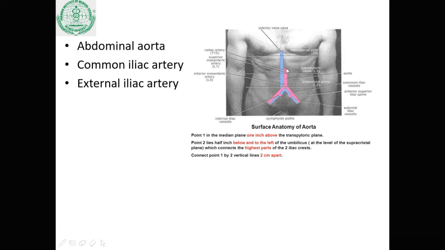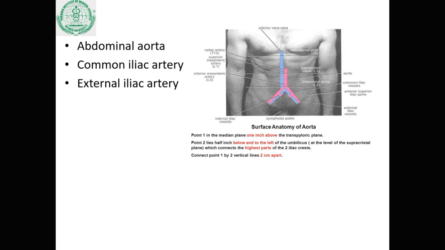by 2 vertical lines around 2 centimeters apart. This is the abdominal aorta. Now for the common iliac and the external iliac artery, put a point 1.2 centimeters below the umbilicus and around 1.2 centimeters from the median plane, which we had seen just now. This indicates the bifurcation of the aorta.